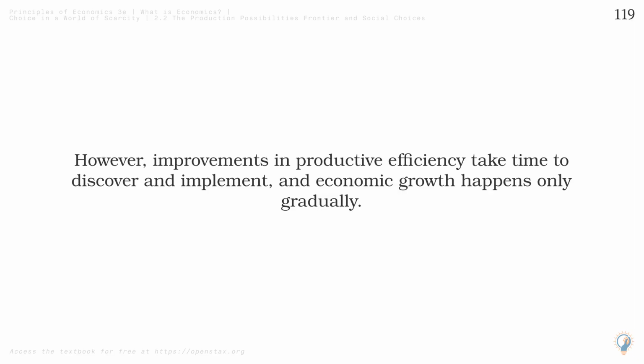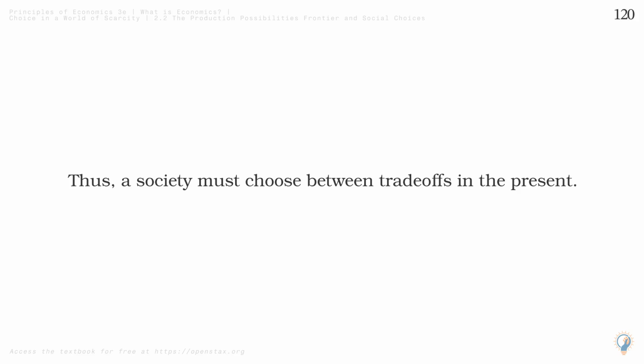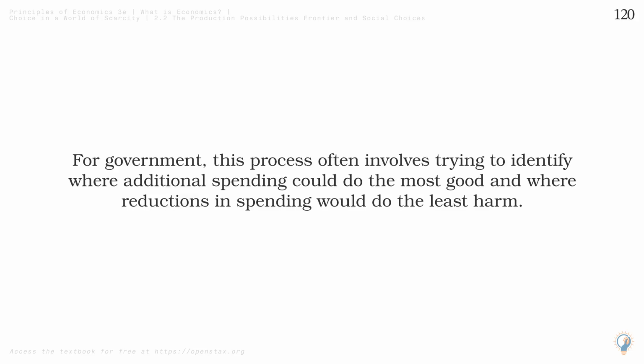However, improvements in productive efficiency take time to discover and implement, and economic growth happens only gradually. Thus, a society must choose between trade-offs in the present. For government, this process often involves trying to identify where additional spending could do the most good and where reductions in spending would do the least harm.